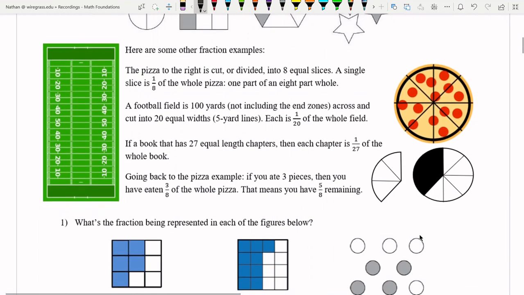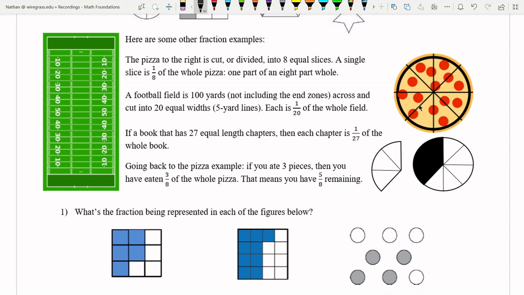Of course, we can talk about a lot of different kinds of fractions. With a pizza cut into 8 parts, each slice is 1/8 of the whole pizza. A football field, you're going to ignore the end zones, and just looking at this portion here, each one of these 5-yard lines is 1/20th of the full field. And if a book had 27 equal length chapters, it has to be equal length to really be talking about it, though, which is not very typical for chapters. But if a book had 27 equal length chapters, then each chapter is 1/27th of the whole book.